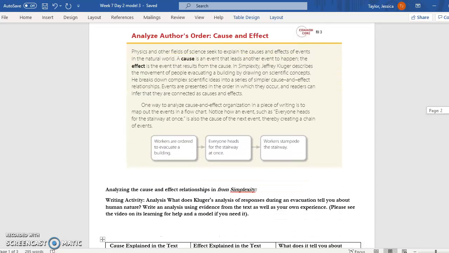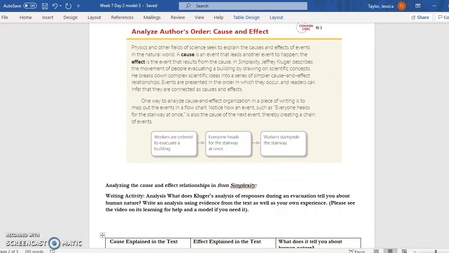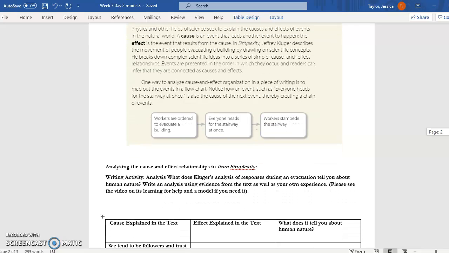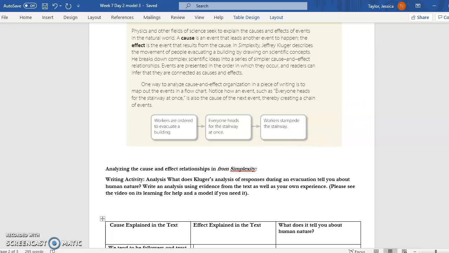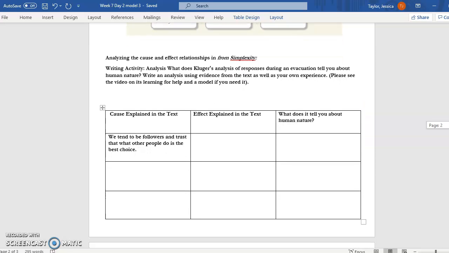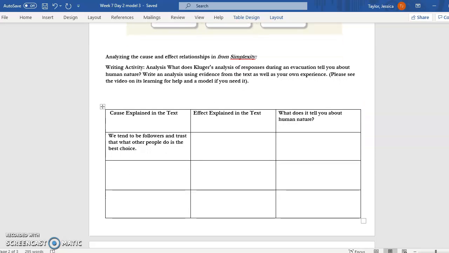Moving down the page, I give a little bit more detail here from your book about that chain of cause and effect and how authors use it. So use this for reference if you have any questions about the writing style of cause and effect. But now it's time to apply that in this portion of the assignment.